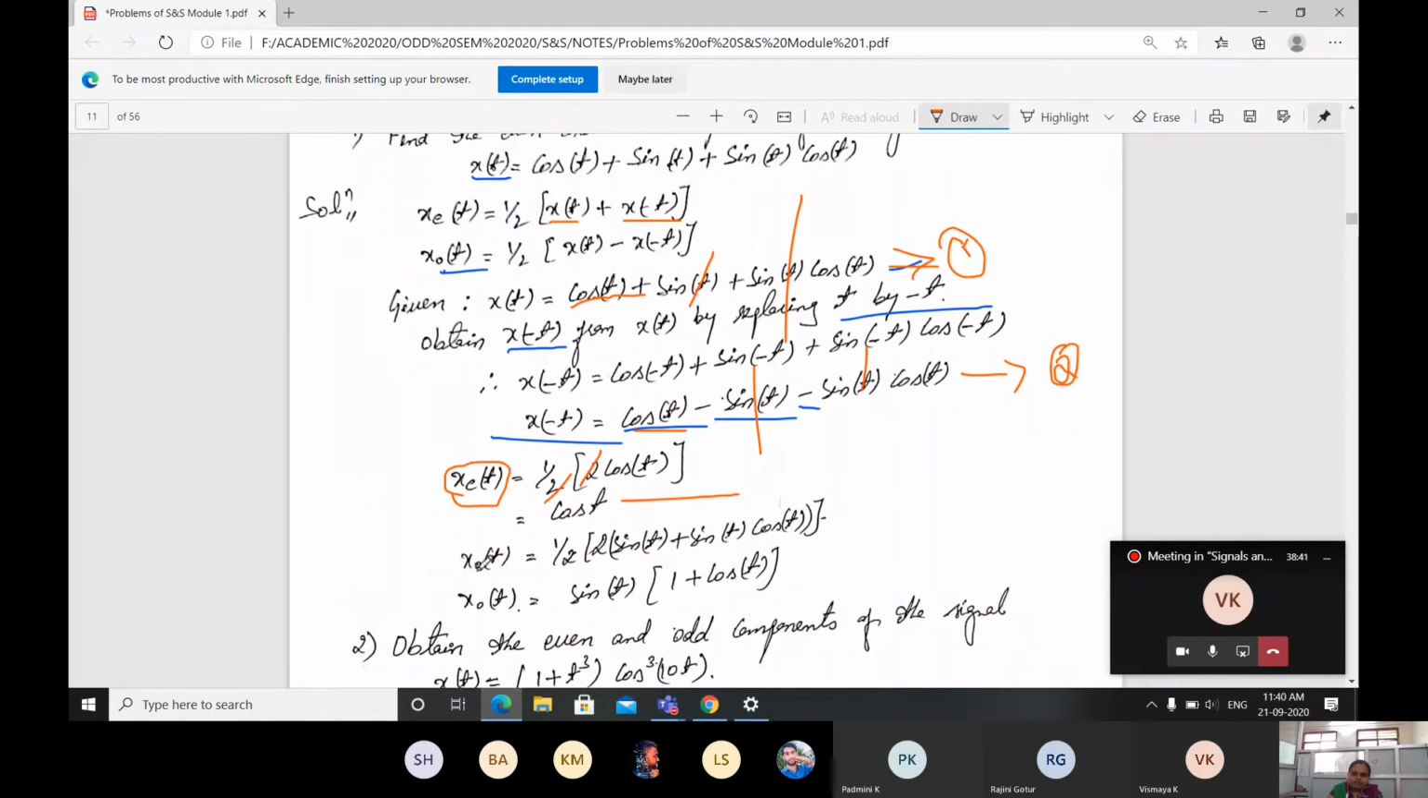Then the odd part. For the odd part, what you have to do? x of t minus x of minus t. Instead of adding this, we have to subtract.